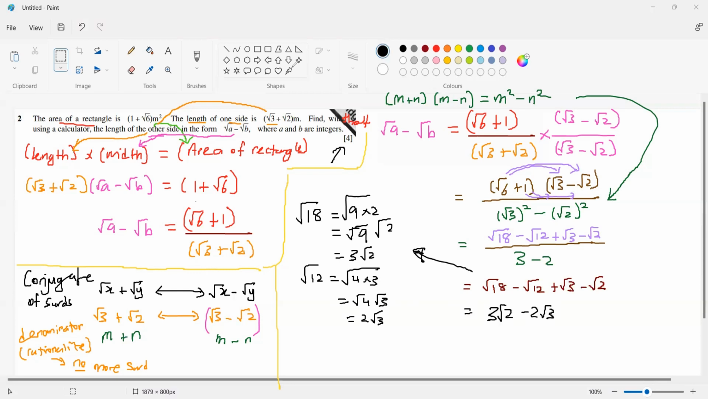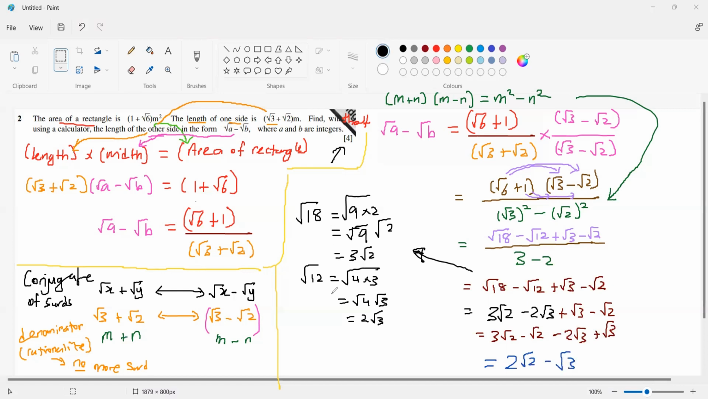So the other two terms are similar. Just plus root 3 and minus root 2. If you want to rewrite, can, or if you can do it straight away, also can. Doesn't matter. So 3 root 2 minus root 2. And this one is minus 2 root 3 plus root 3. From which case, it's just simple algebra to see that the answer is 3 minus 1, this is 2 root 2 minus root 3.